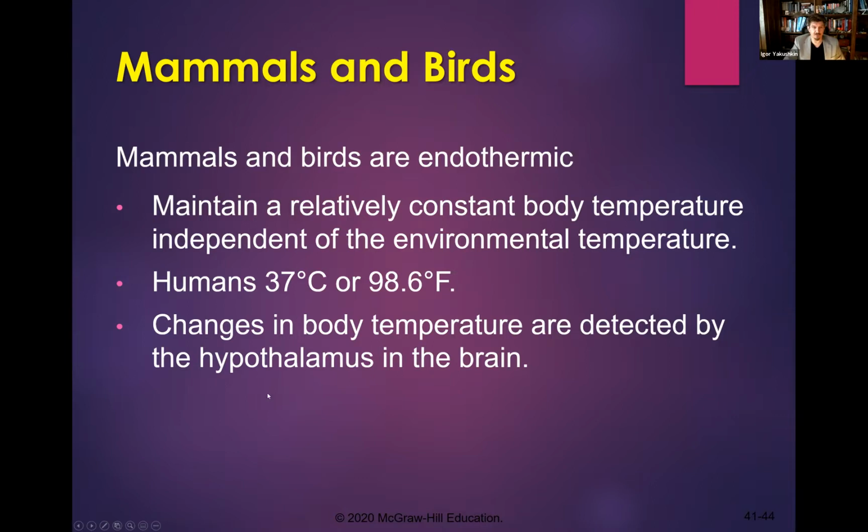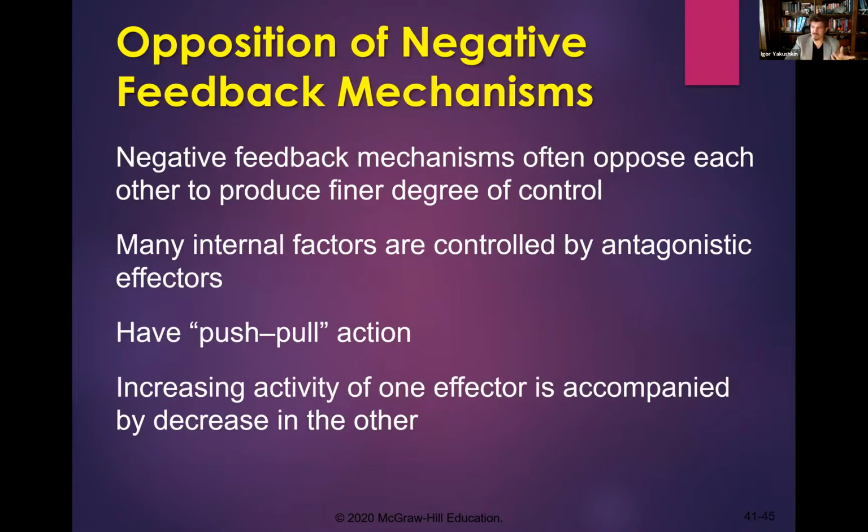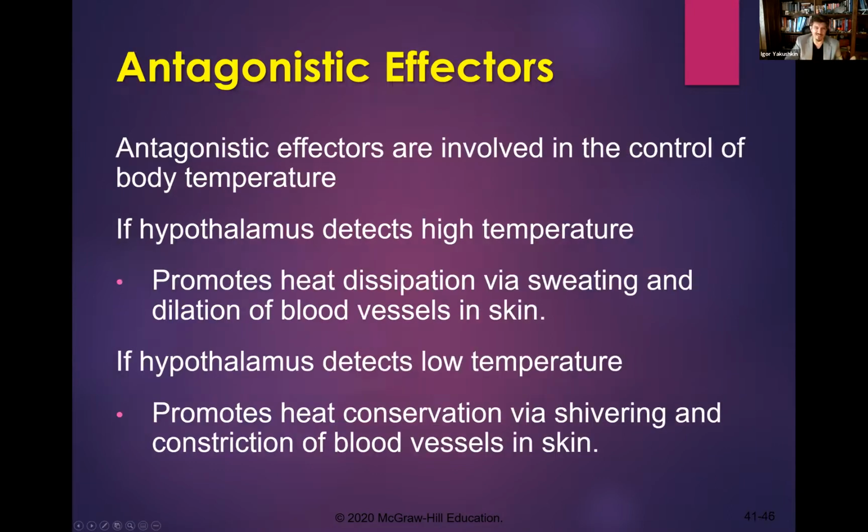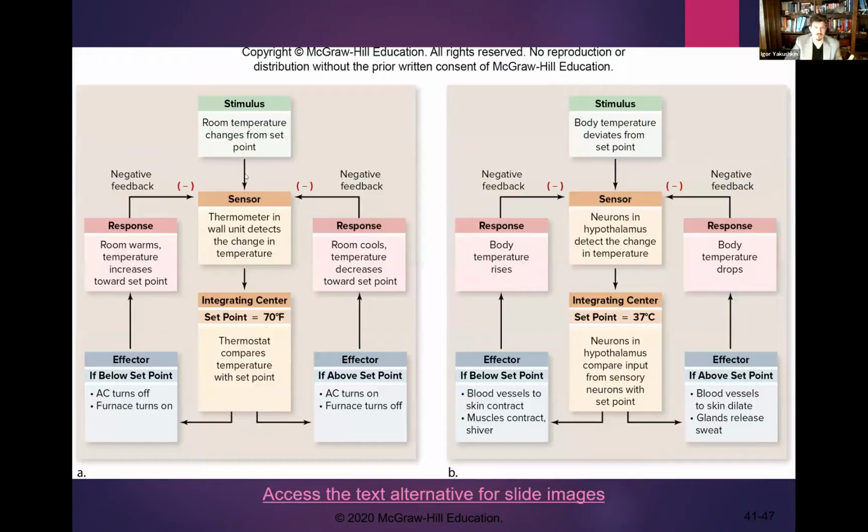And then there is, of course, the hypothalamus. We'll talk about the hypothalamus. It's a very important part of the brain where many of the sensors, especially internal sensors, send the signals. But birds, pretty much the same thing. So, opposition of the negative feedback, once again, they are opposite. Push-pull action, we already talked a little bit about that. Antagonistic effect.